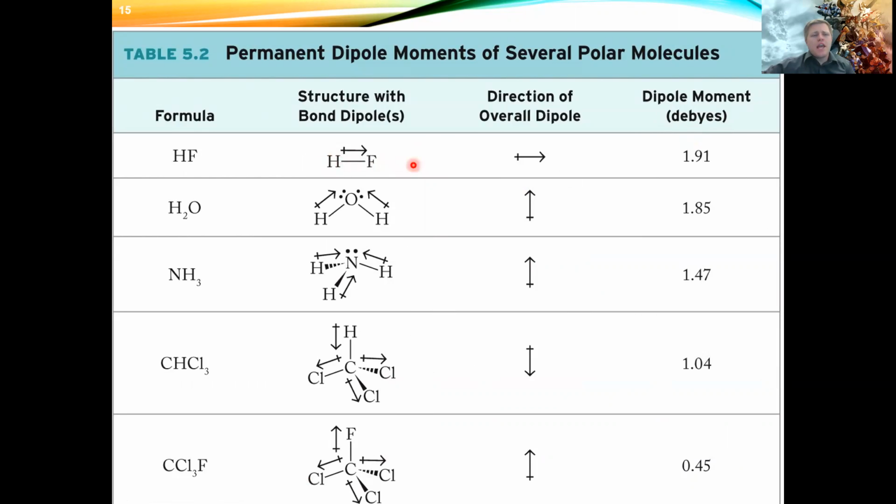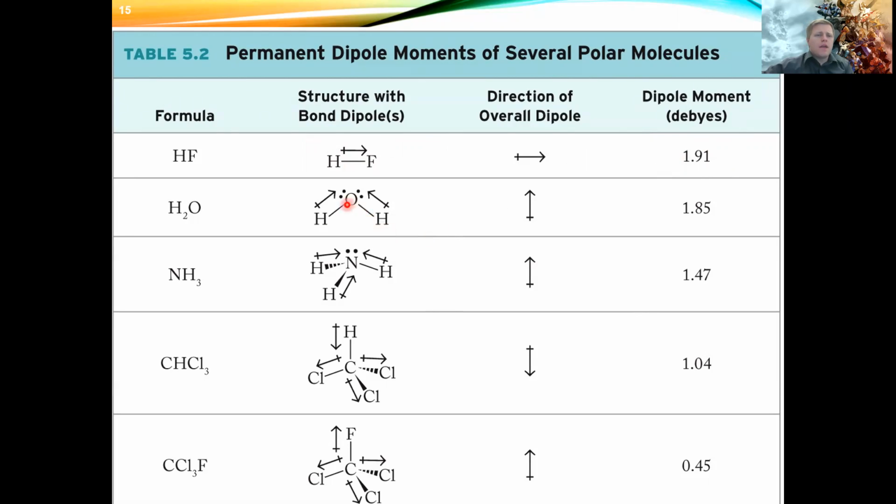So with HF, this is about as polar of a bond as you get. Fluorine is the most electronegative atom on the periodic table. When you bind it to hydrogen, you get this dipole running from the hydrogen through the fluorine. And this has a strength of 1.91 debye.